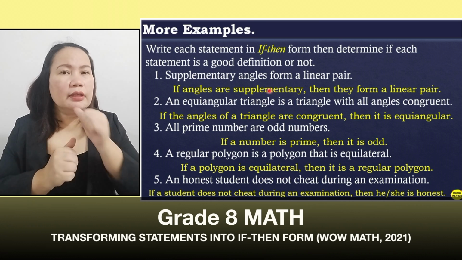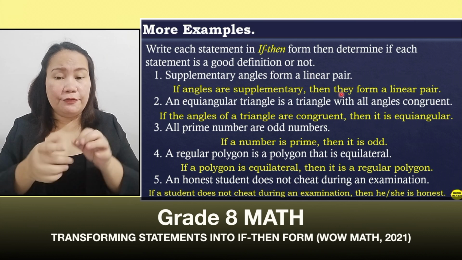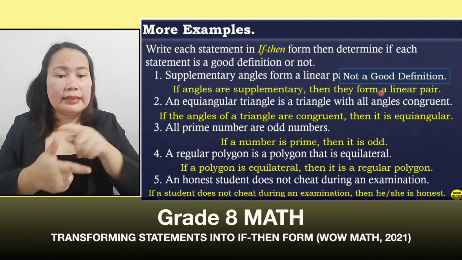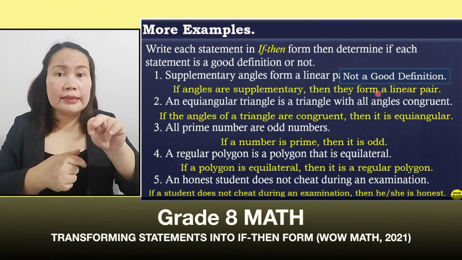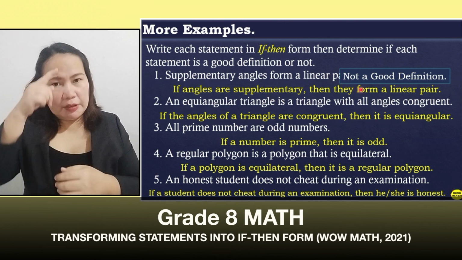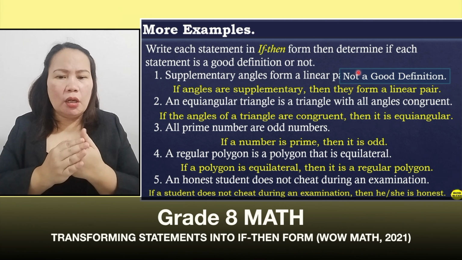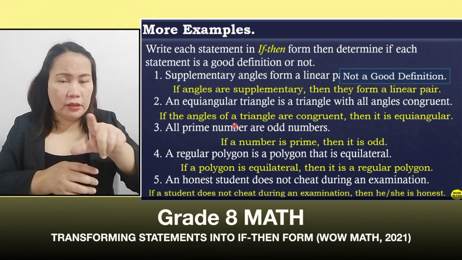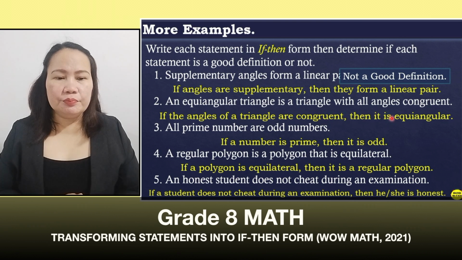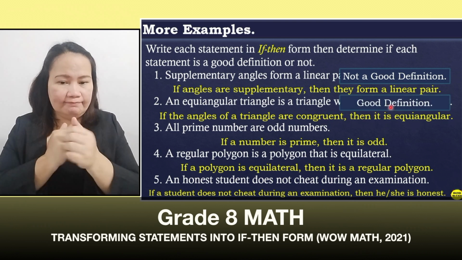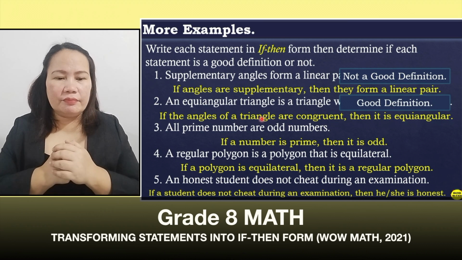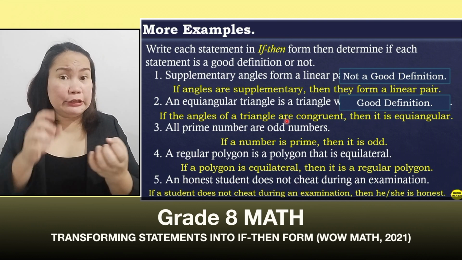So number 1, if angles are supplementary, then they form a linear pair. Is this a good definition? Not a good definition. Why? Because not all supplementary angles form a linear pair. So this is not a good definition. Number 2, if the angles of a triangle are congruent, then it is equiangular. So this is a good definition because the definition of an equiangular triangle is all angles of a triangle are congruent. So this is the exact definition.